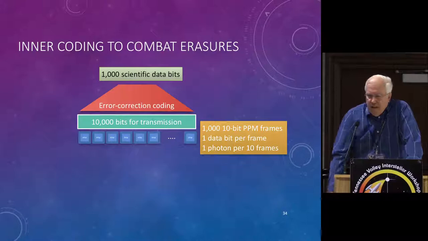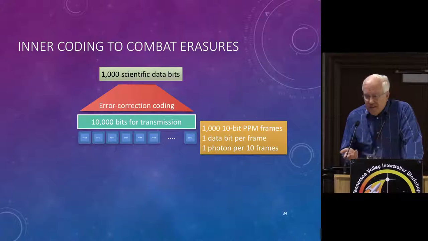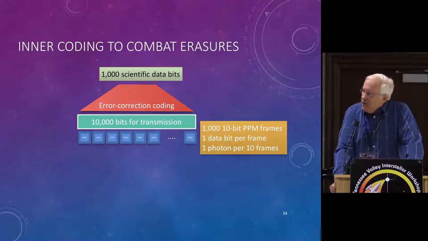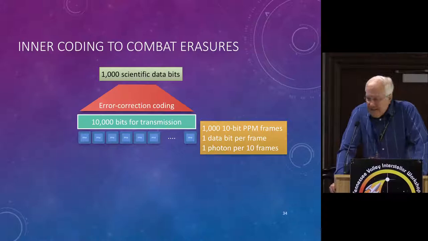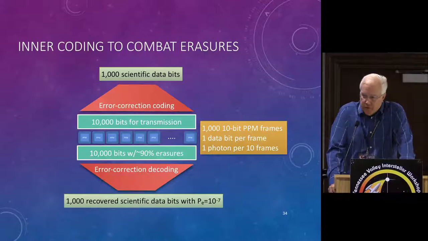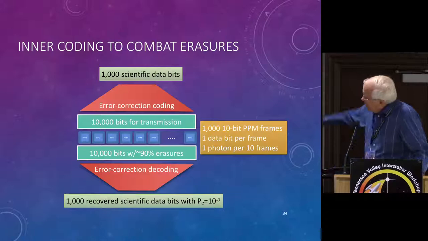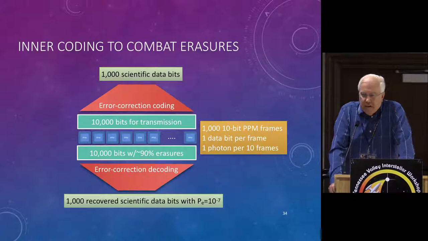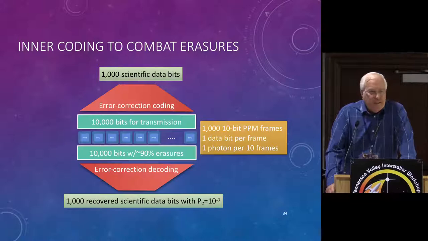Since we're operating hopefully at 10 to 1 bits per photon, that means there's 1 photon for every 10 frames. So there will be 1 detected photon at the receiver for every 10 PPM frames. The erasure probability is 90%. That is, 90% of the frames are not even observed at the receiver because they have 0 photons coming in, and only 1 out of 10 of the frames are observed. Then we take those bits coming out with all of those erasures, and we do error correction decoding, recovering our 1,000 scientific bits with hopefully an error probability of 10 to the minus 7.